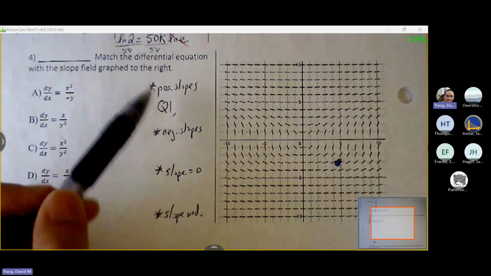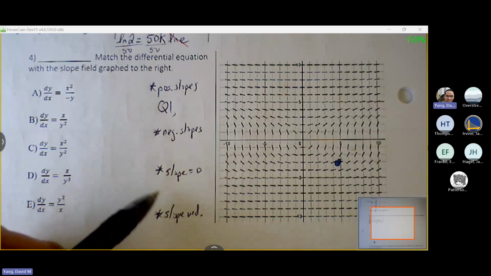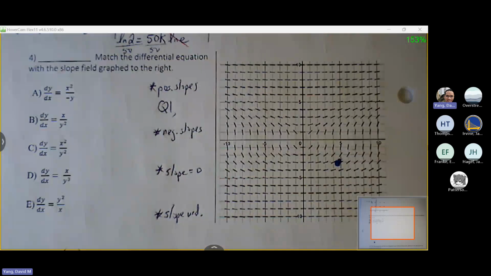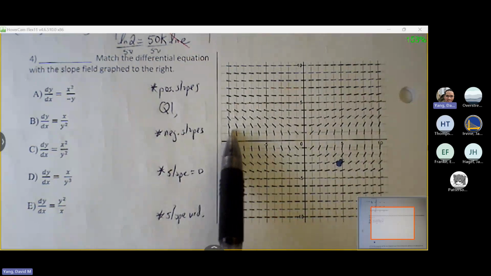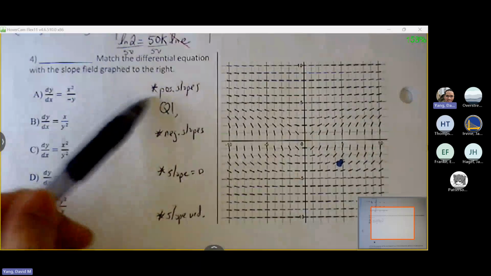So again, I like to look for 4 things here: positive slopes, negative slopes, slope 0, slope undefined. It doesn't mean that I'm always going to have those properties show up on every slope field, but those are the easy things to spot, right? It's hard to look at a slope and say, okay, that's definitely a slope of negative 12. We may know a steep slope from a gradual slope, but these should be easy to spot.